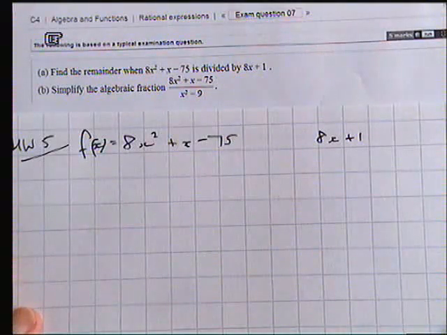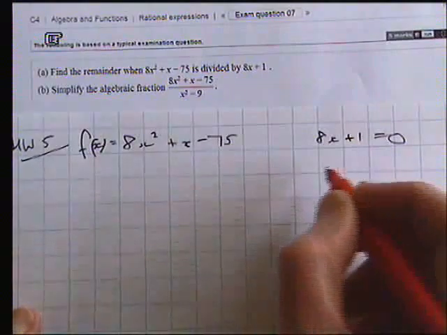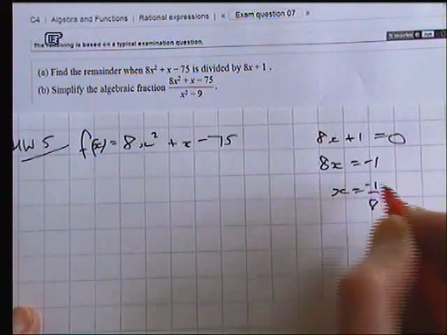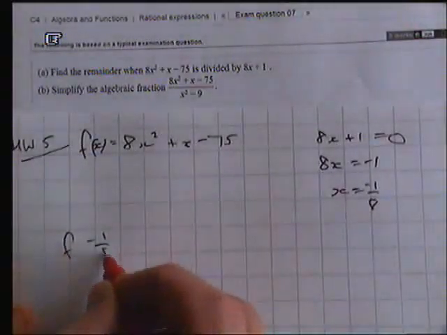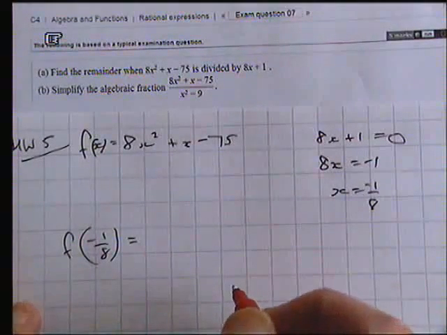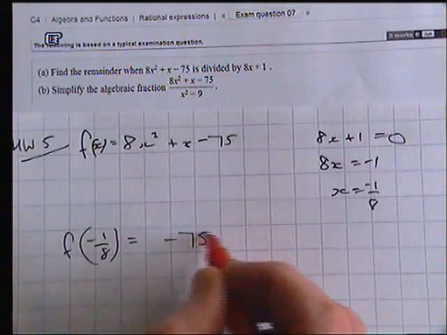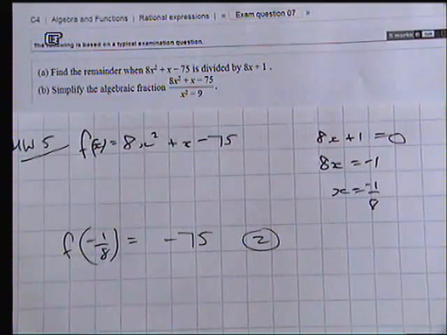Where does minus an eighth come from? 8x plus 1 equals 0. Yeah. You put that equals 0, you solve that equation, which gives you minus an eighth. You stick that into the function, so you do f of minus an eighth. That tells you what the remainder is. Ian, what do you get for that? Minus 75. Is correct. Okay? And there are 2 marks for getting that. So if you stick an eighth in the function, that is what you get.